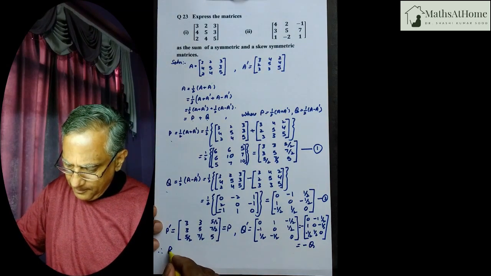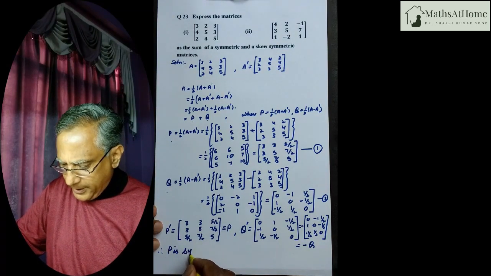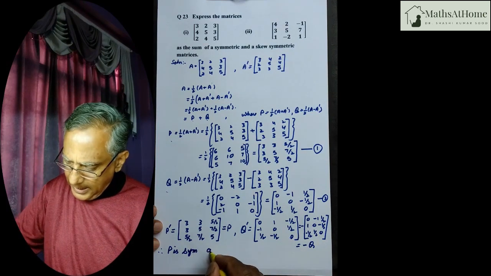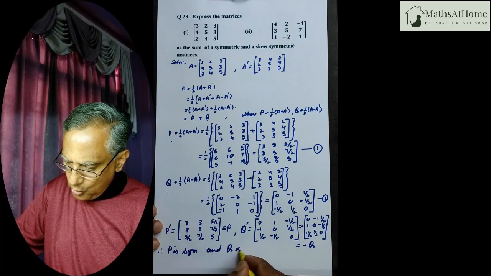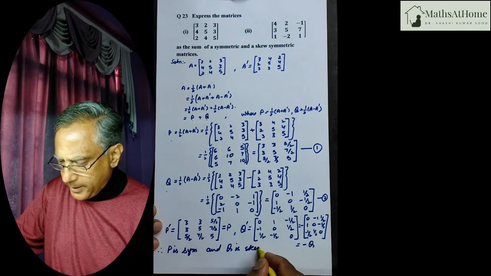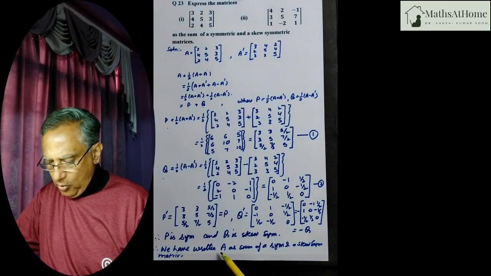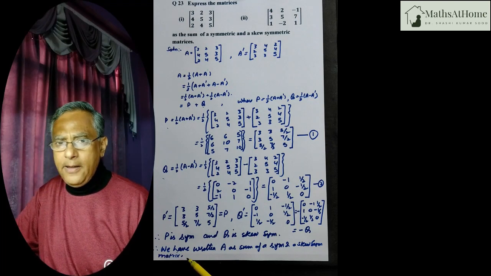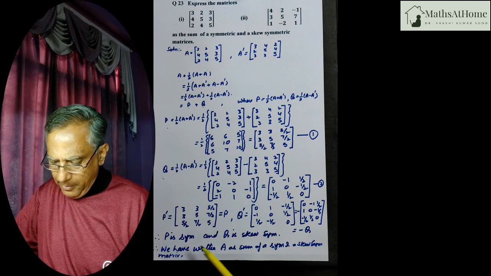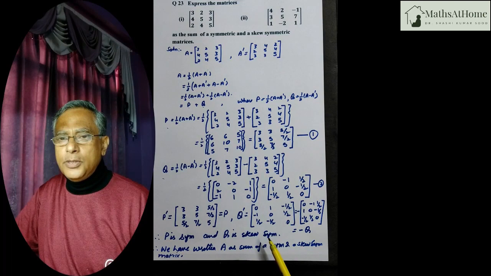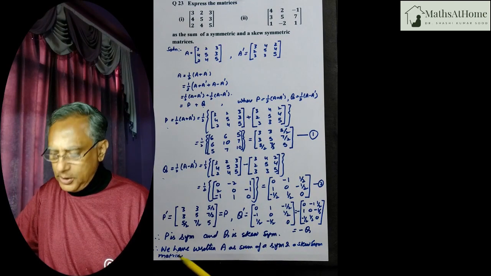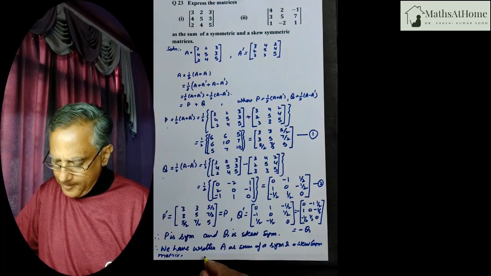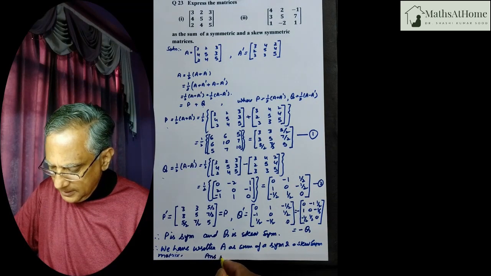Therefore, P is symmetric and Q is skew symmetric. And therefore, we have written A as a sum of a symmetric and a skew symmetric matrix. Symmetric matrix is P and Q is the skew symmetric matrix. So this is the answer.